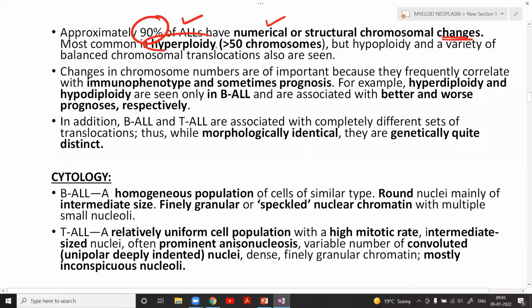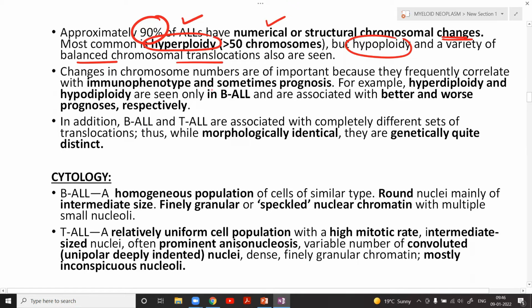They have hyperdiploidy and hypodiploidy. Now, why are we reading about this hypo and hyperdiploidy? Because if you identify these ploidies, they are of prognostic significance. I will show you in the end how they affect the prognosis. Plus, they contain a variety of balanced chromosomal translocations.